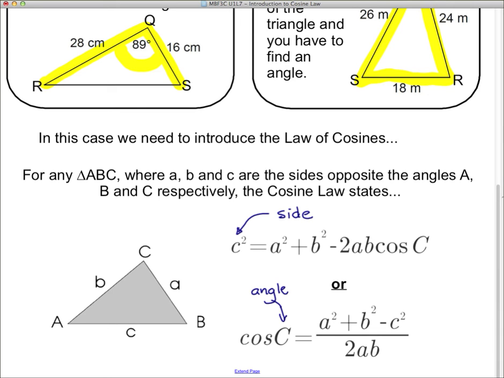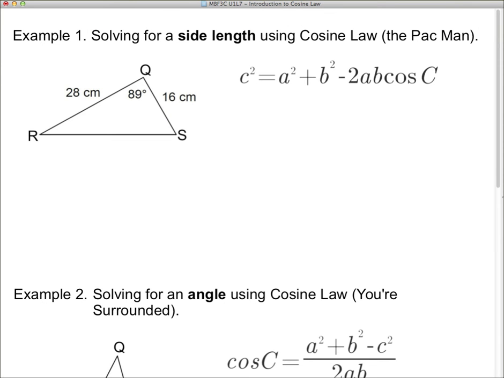So let's actually put them to some use here. Okay, example number one, solve for a side length using cosine law. This is the Pac-Man situation, because if we're solving for a side length, this is the side length we're solving for. We've got these two sides with the angle between them, and we want to solve for the last side, which is across from the angle. So here's how we fill it in.